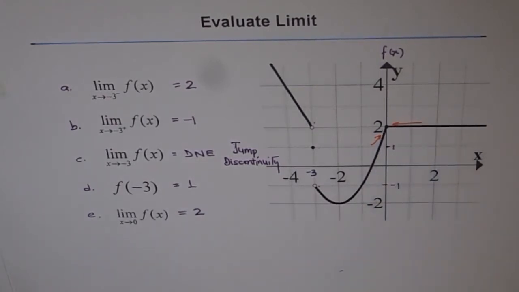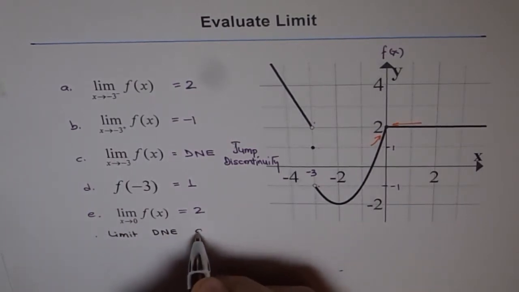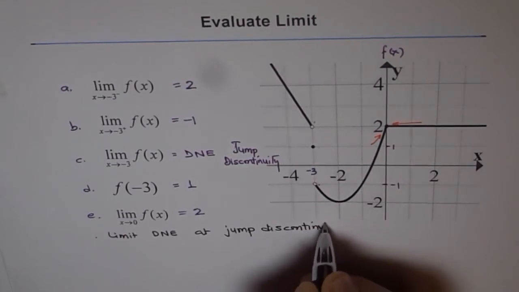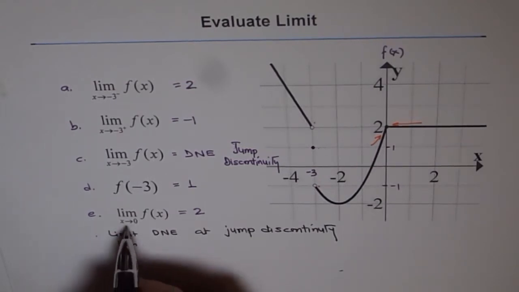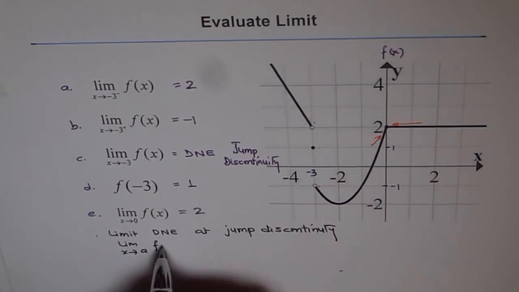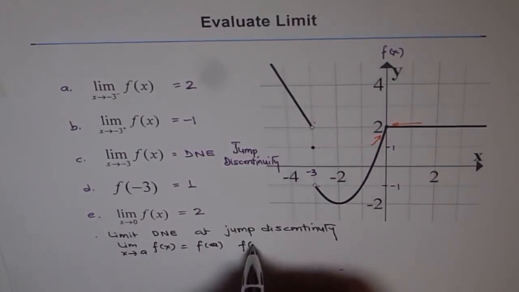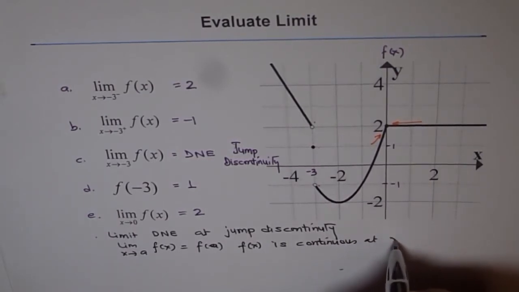And you see, the function is continuous at 0, since the value of function is same as limit of function. So you learned a couple of things from here. First thing which you learned from here is that limit does not exist at jump discontinuity. Second, what you learned here is if limit of function at x equals to a is equals to the value of function, which is f of a, then f of x is continuous at x equals to a.